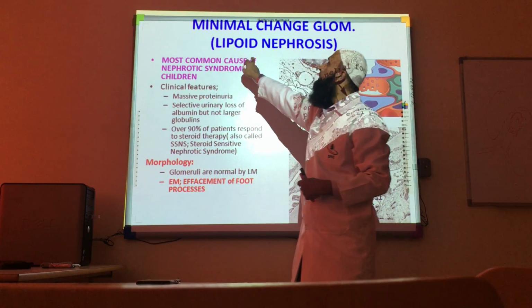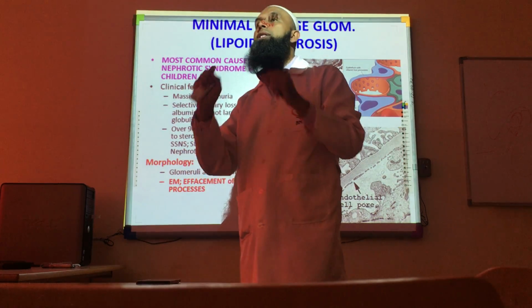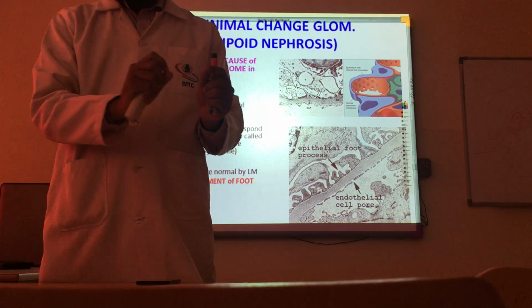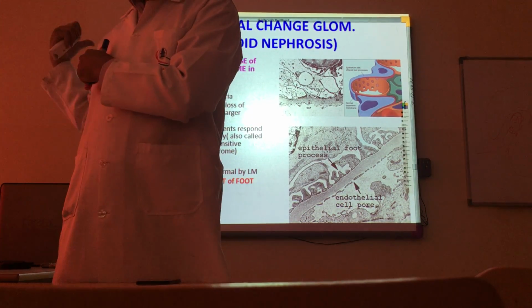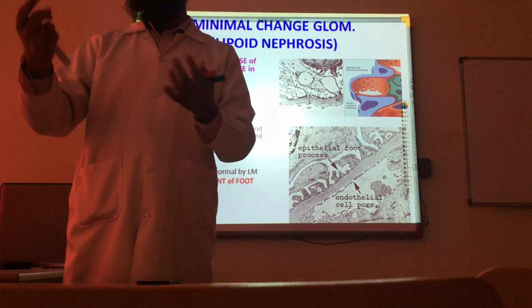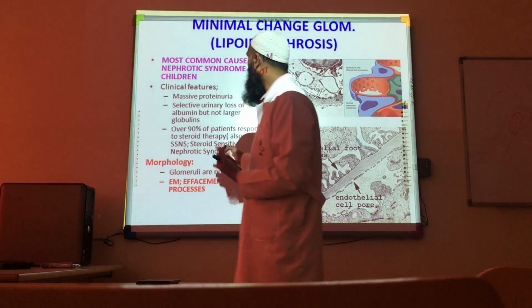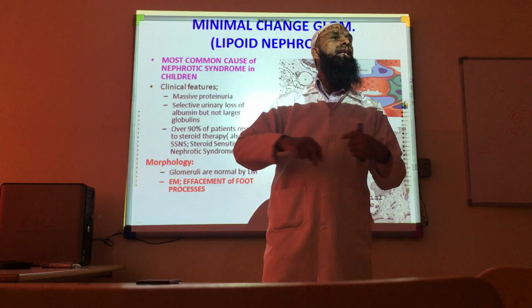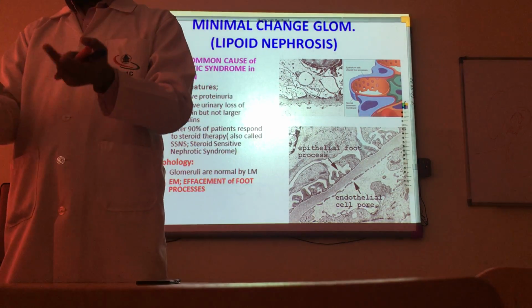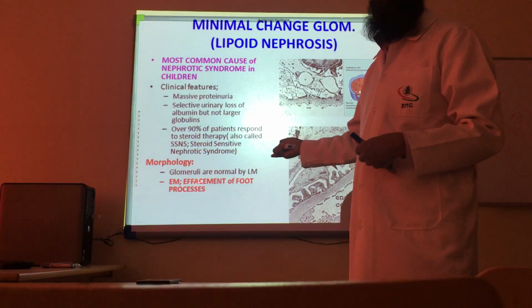It is the most common cause of nephrotic syndrome in children. If a child is diagnosed with or has features of nephrotic syndrome, they start treatment even without biopsy, because this is the most common thing which happens. The treatment is steroid therapy. 90% of the children respond to steroids and become okay. That's why it is also called steroid sensitive nephrotic syndrome.